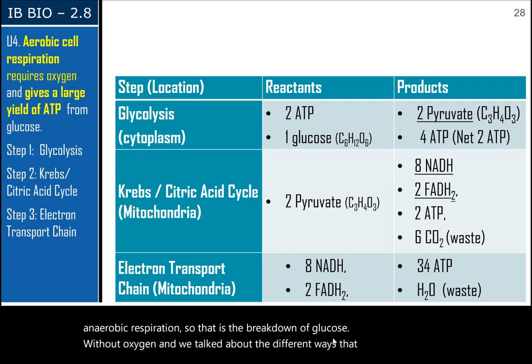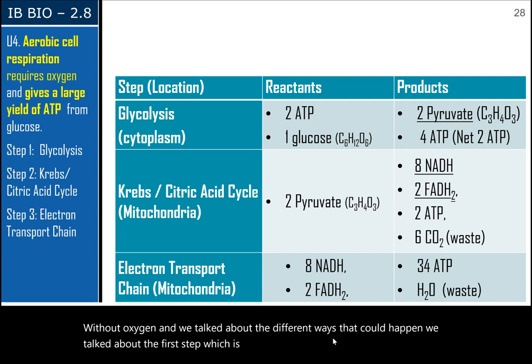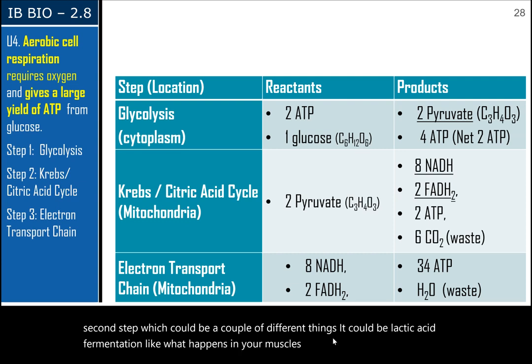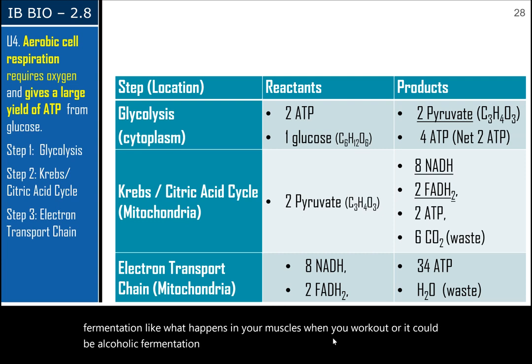We talked about the first step, which is glycolysis. And then we talked about the second step, which could be a couple of different things. It could be lactic acid fermentation, like what happens in your muscles when you work out, or it could be alcoholic fermentation, right? And in both those cases, you don't actually get more ATP, but you reset the cell for glycolysis to happen again.